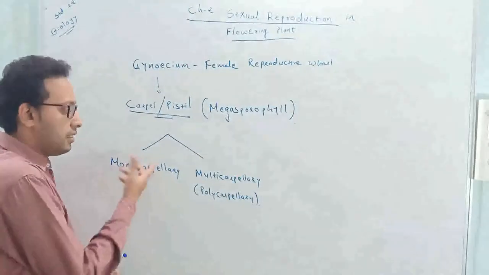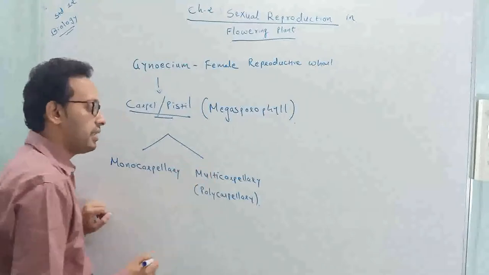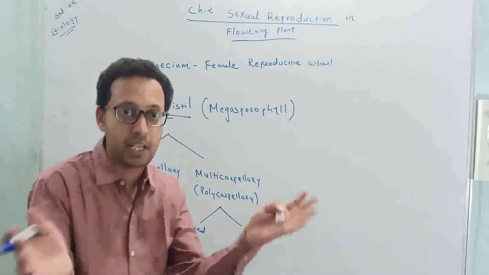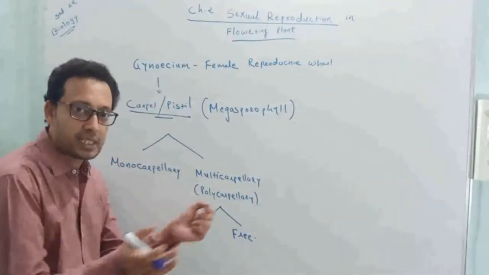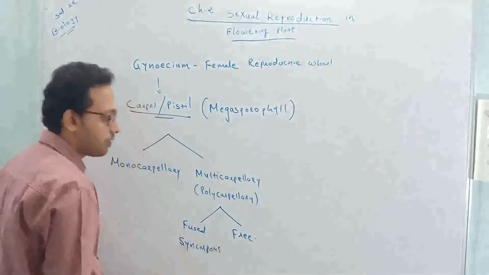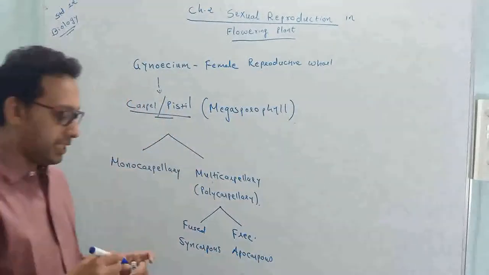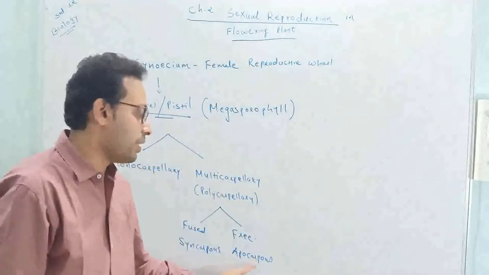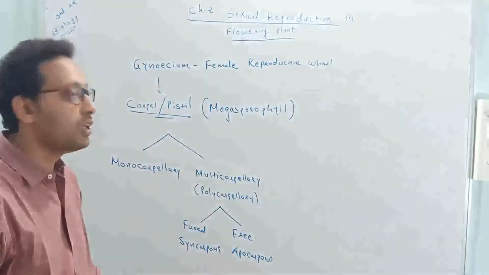If there is one carpel, then there is no problem of fusion or separation. But when there is a multicarpellary flower, the carpels may be fused, meaning they are attached to each other, or they may be free. If the carpels remain fused or attached, then it is called syncarpous. And if they remain free, then it is called apocarpous. Clear, students? So what is syncarpous? Syncarpous is a flower in which the carpels are fused. And apocarpous is a flower in which the carpels remain free. That is the case in a multicarpellary or polycarpellary flower.